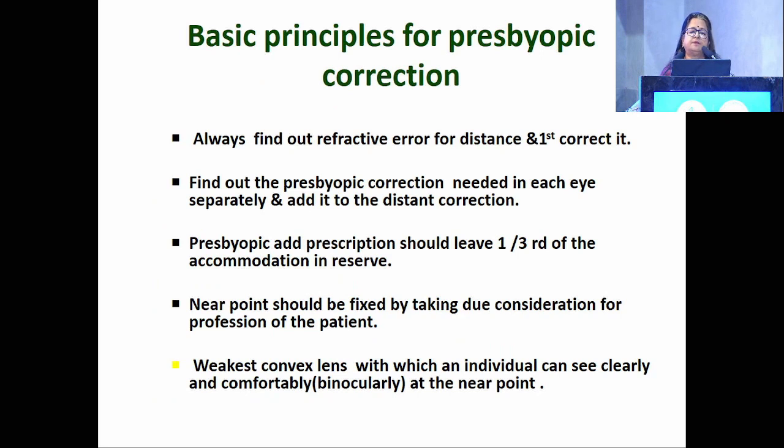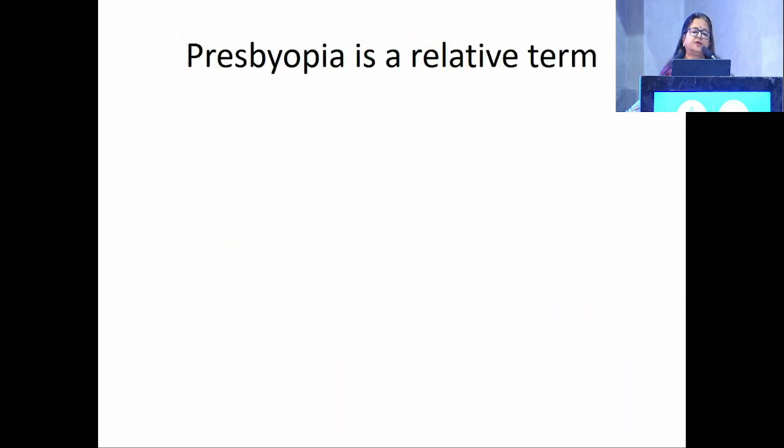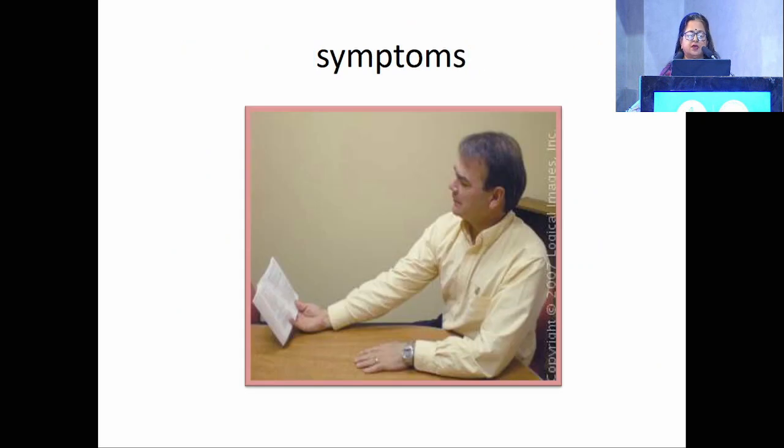So what are the basic principles of presbyopic correction? Always find out the refractive error for distance and then correct it. Find out the presbyopic correction needed in each eye separately and add it to the distance correction. The presbyopic add prescription should leave 1/3 of the accommodation in reserve for comfortable near vision, and the near point should be fixed by taking due consideration of the profession of the patient. The weakest convex lens with which the individual can see clearly and comfortably at the near point should be given. So presbyopia is a relative term, as I always told before.